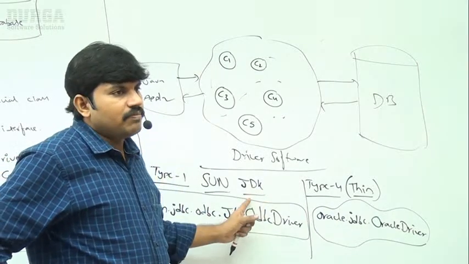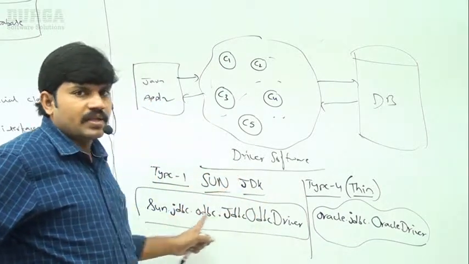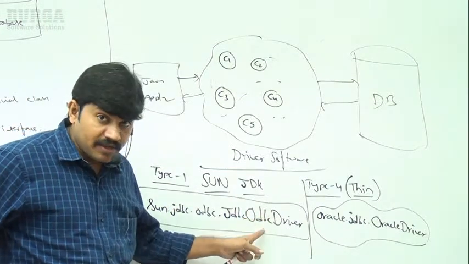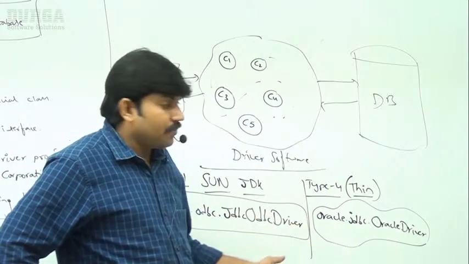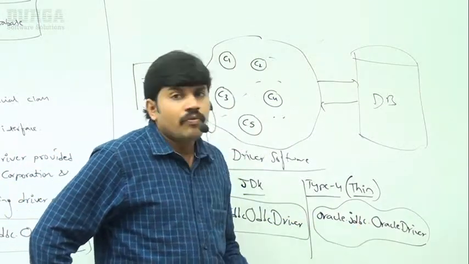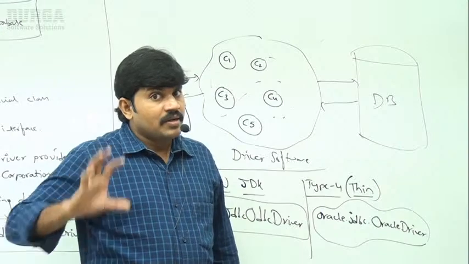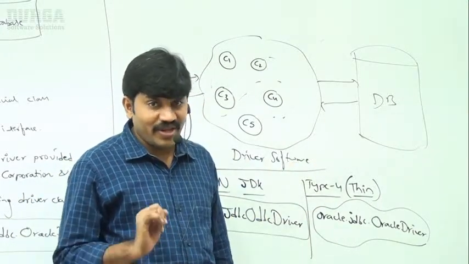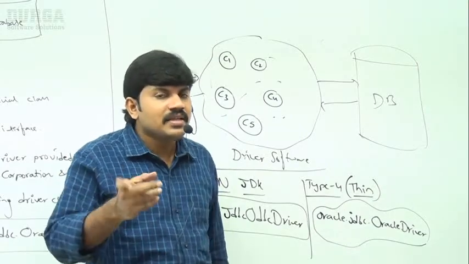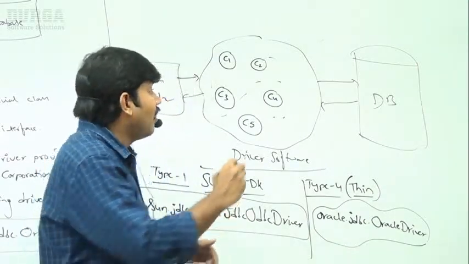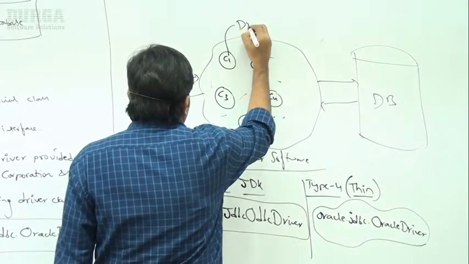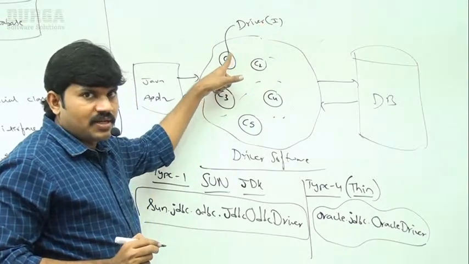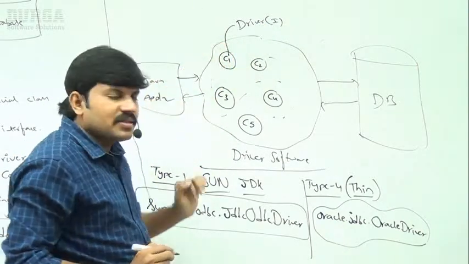Sir, for example, for type 1 driver software the corresponding driver class is sun.jdbc.odbc.JdbcOdbcDriver. For type 4, the driver class name is oracle.jdbc.OracleDriver. Just observe, the driver software is there, the driver class is also there, right? This driver class is the implementation class of the Driver interface. We have the Driver interface, and for that there is an implementation class. This implementation class is called what?